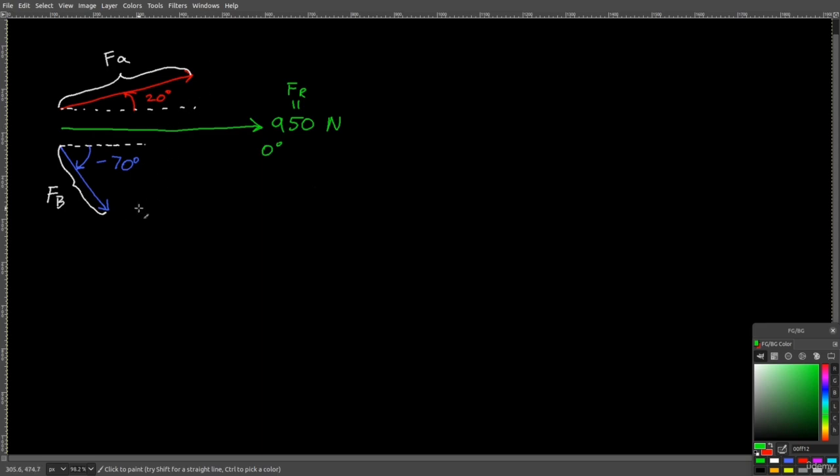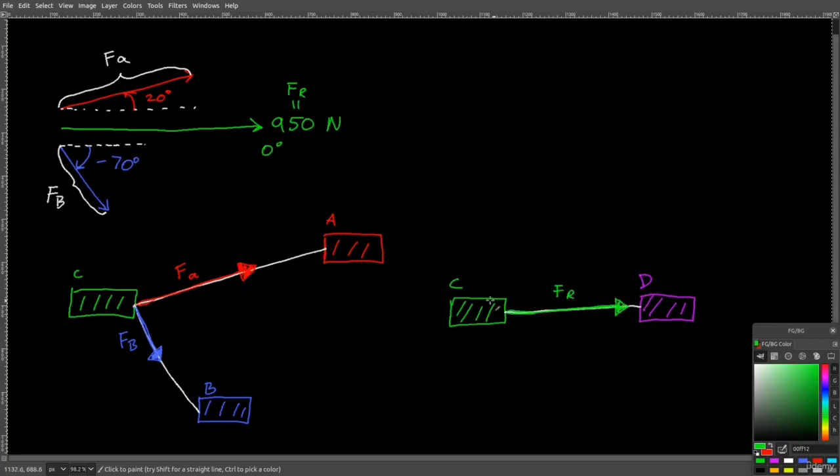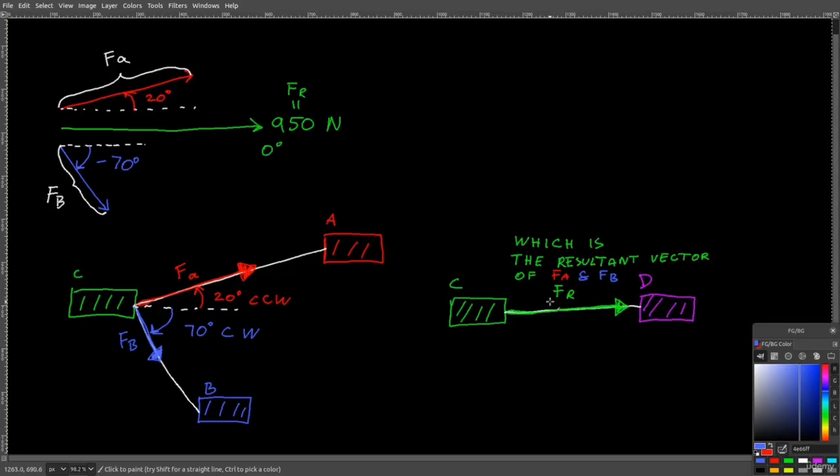Another way to look at it is like this. Towing this car C with two cars, cars A and B, with force vectors Fa and Fb, or towing this car with car D with a force vector, which is the resultant force vector of Fa and Fb, it will make this car C behave exactly in the same way. For car C, there is no difference whatsoever. That's why we also say that Fr is an equivalent force vector to Fa and Fb.